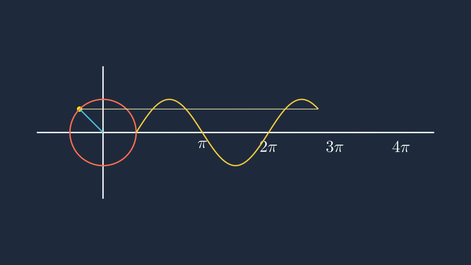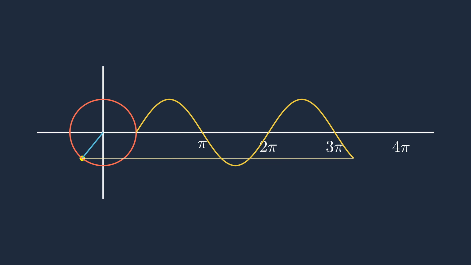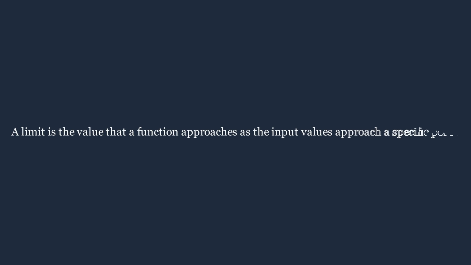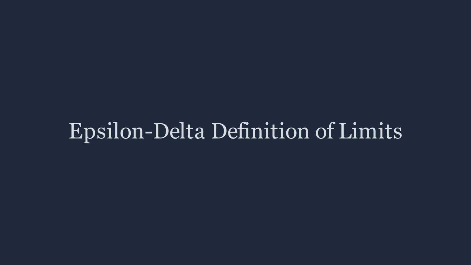Before I end the video, let me state the definition one more time. A limit is the value that a function approaches as the input values approach a specific point. There is another way to define it, known as the epsilon delta definition, that you may see in your textbooks. I know I did, and at first it was baffling and confusing, but as I dedicated myself to my understanding, I eventually comprehended what was in that book.